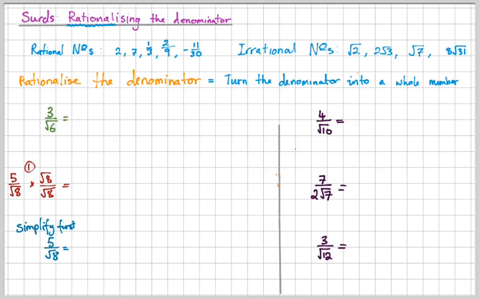Right, so almost 5 minutes in, we're going to look at some more difficult stuff now. Still rationalising the denominator, but the denominator now is not so simple. Okay? It's made up of 2 surds in this case. And now there's a new way to rationalise this denominator. We need to turn the denominator, remember, into a whole number.